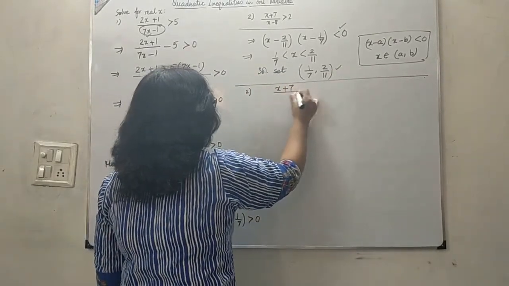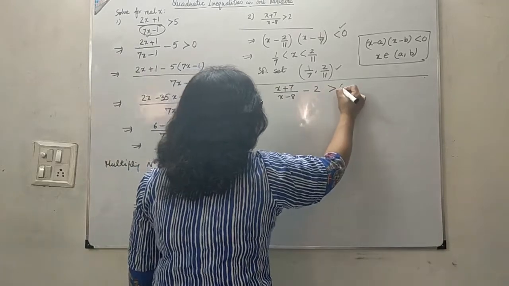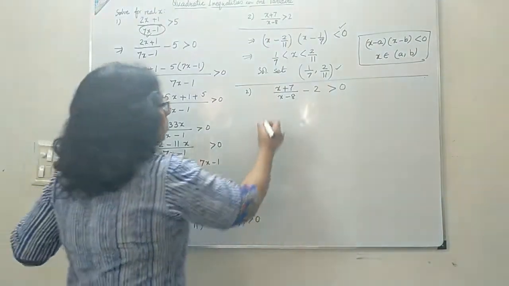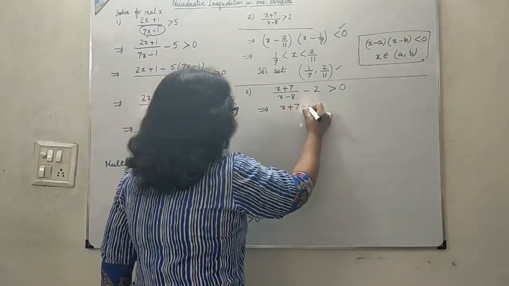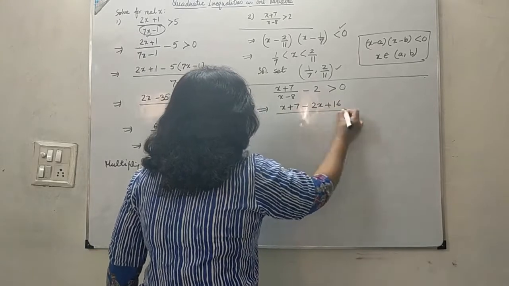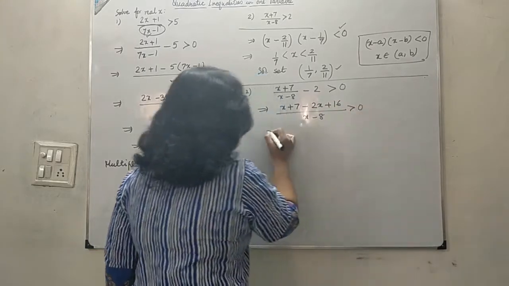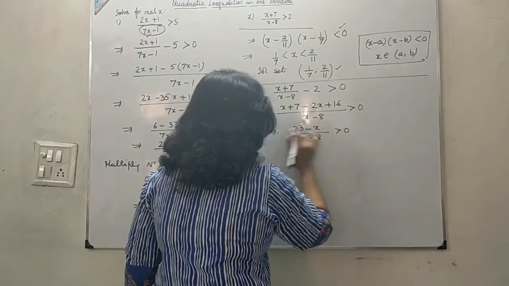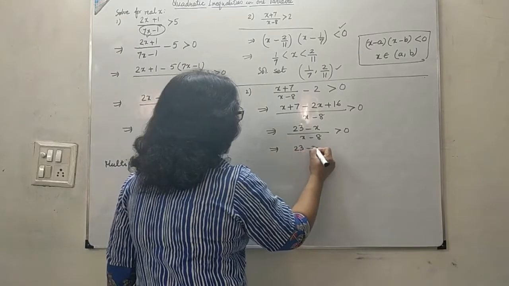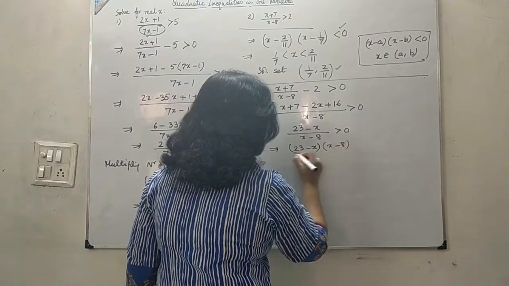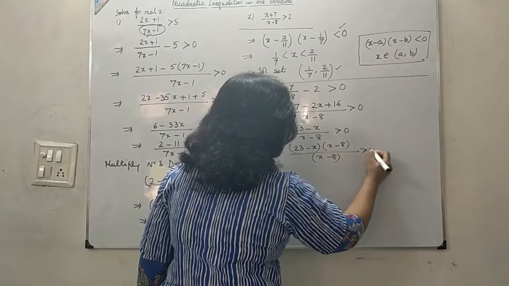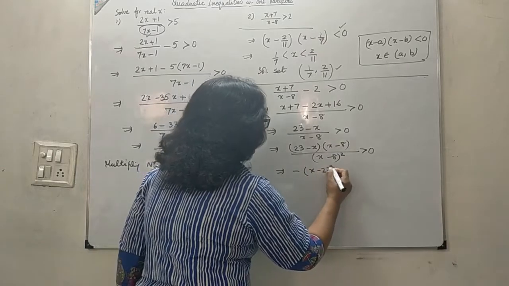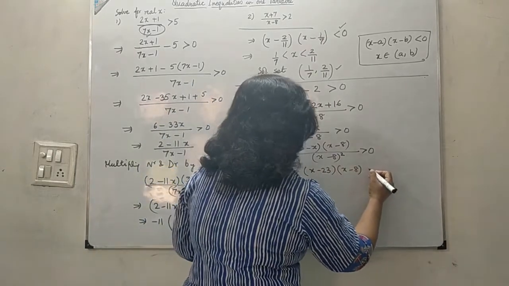This is (x + 7)/(x - 8) - 2 > 0. In similar fashion as we have proceeded earlier, we have (x + 7 - 2x + 16)/(x - 8) > 0. Now this is (23 - x)/(x - 8) > 0. Again I will multiply the numerator and denominator by x - 8. So we have here -(x - 23)(x - 8) > 0.